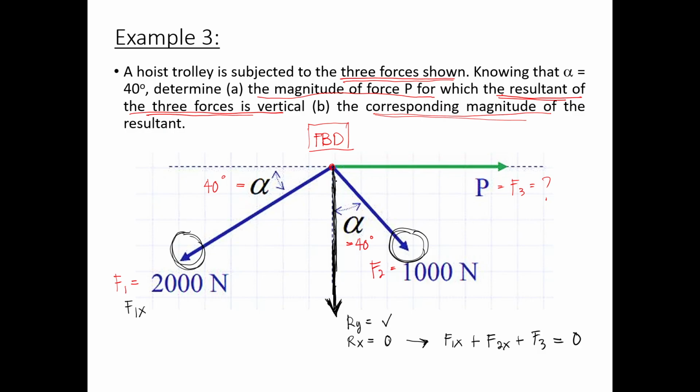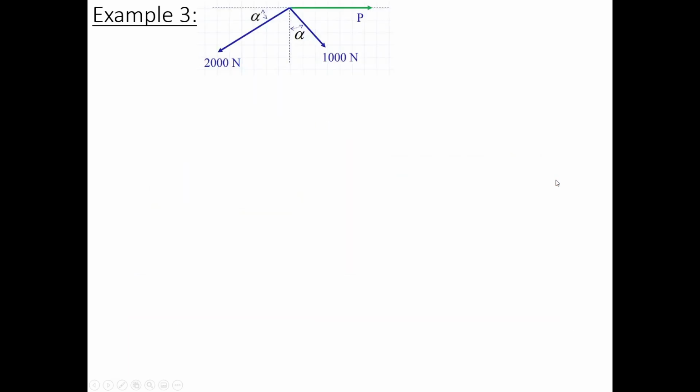Okay, so I think you got it? Did you get why your resultant force is vertically going down? So your Ry is equal to R, since your Rx is 0. Okay, so let's try to solve this one.